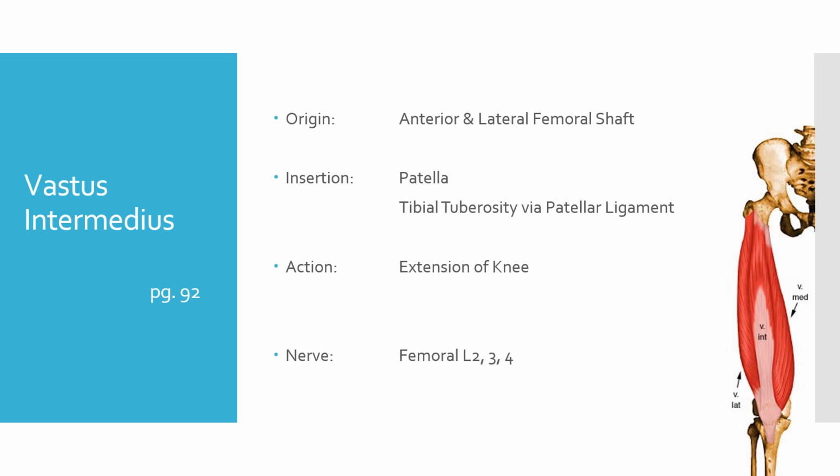Vastus intermedius. The origin is the anterior and lateral femoral shaft. 2 insertions include the patella as well as the tibial tuberosity via the patellar ligament. Action is extension of the knee. The nerve is femoral L2, 3, and 4.